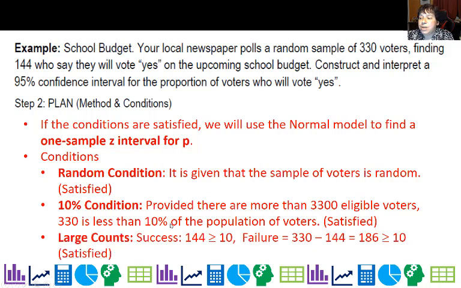And then finally, the large counts condition. We have 144 who say they'll vote yes, so that's greater than or equal to 10. Notice I didn't have to go n times p. I could have calculated the proportion and multiplied it by 330, but guess what I get? 144. A nice way to do failure when you know the sample size is just take this number and subtract it from your n. So 330 minus 144 is 186, and that's definitely greater than or equal to 10. So that's satisfied, giving us all three conditions satisfied.